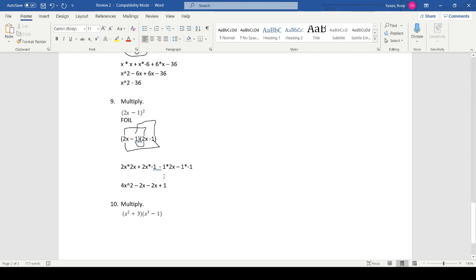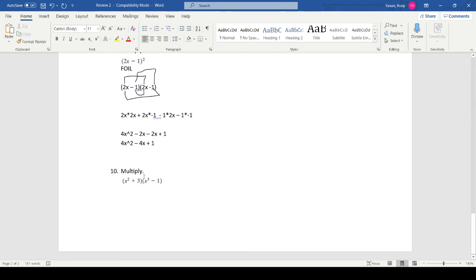So now we have to look for similar terms before we can say our final answer. So here, our only two like terms are minus 2x and minus 2x, so let's combine them. So we're going to have 4x squared minus 2x minus 2x, that gives us minus 4x, and then plus 1. And that's it. So this would be your final answer. Okay, and lastly, we have another FOIL problem, because there's just two binomials here, so we're going to FOIL again.